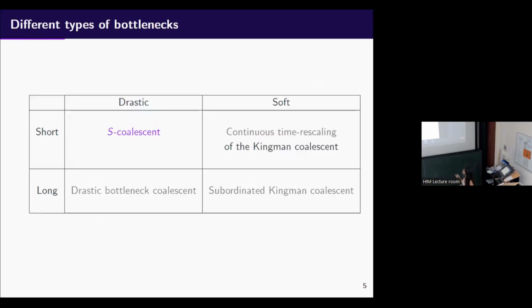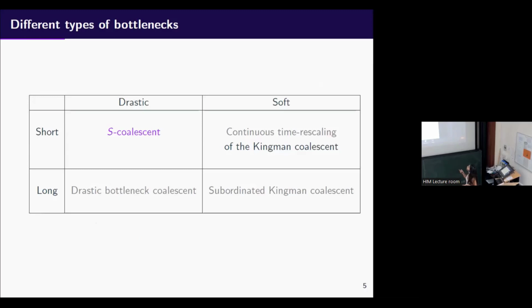Okay, so what we did in the paper with Adrian and Arno was look at different types of bottlenecks, so drastic and soft and short and long. So we consider that they are short if they last for only one generation and long if they last for several generations. So we characterize the genealogy of this process, so the coalescent, for all these types of bottlenecks.